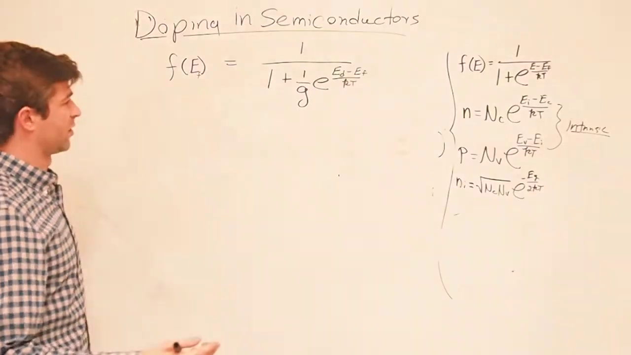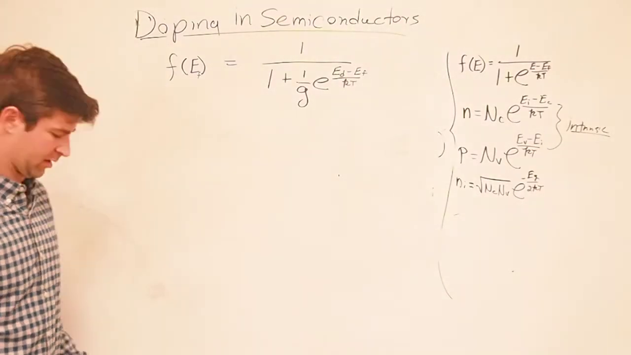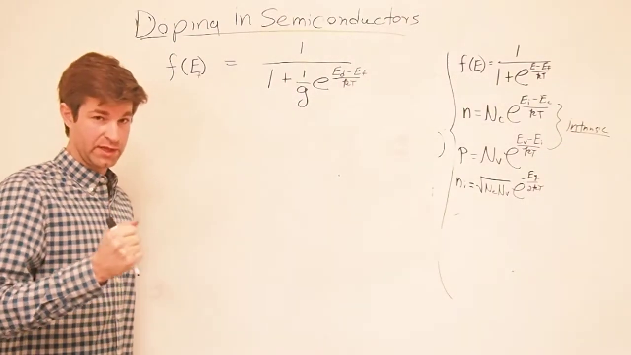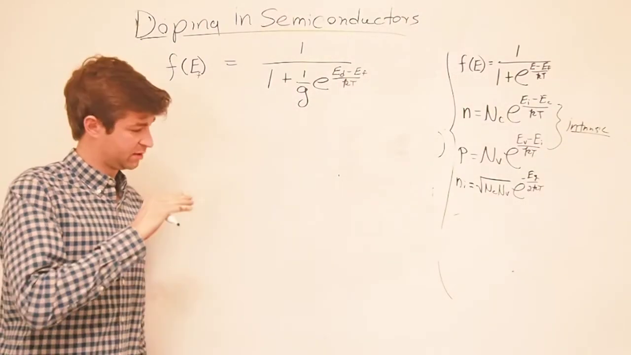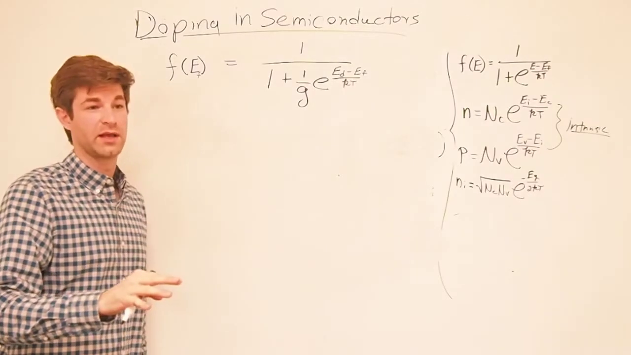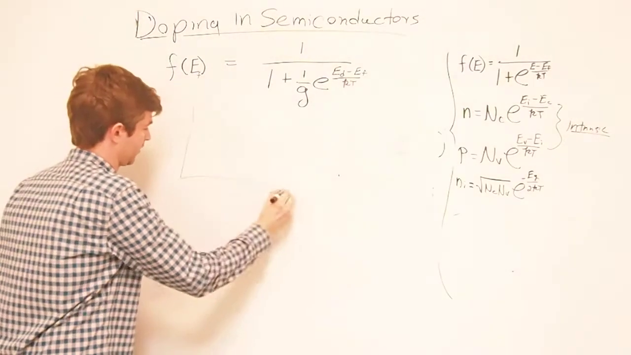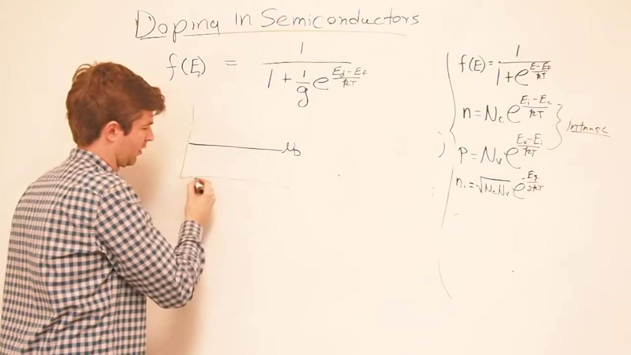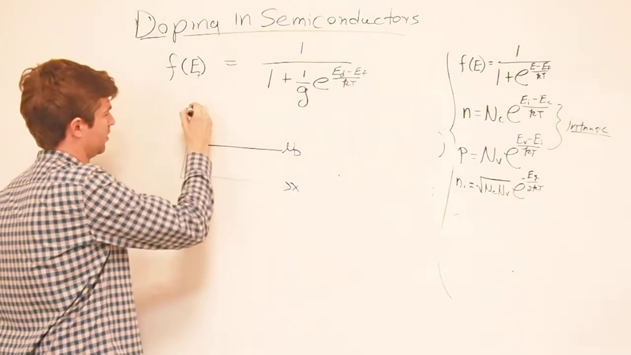The other thing we want to talk about is charge neutrality, right? And that's the fact that in a uniformly doped semiconductor, no doping gradient, meaning that the doping is constant across the whole semiconductor at any position, right?